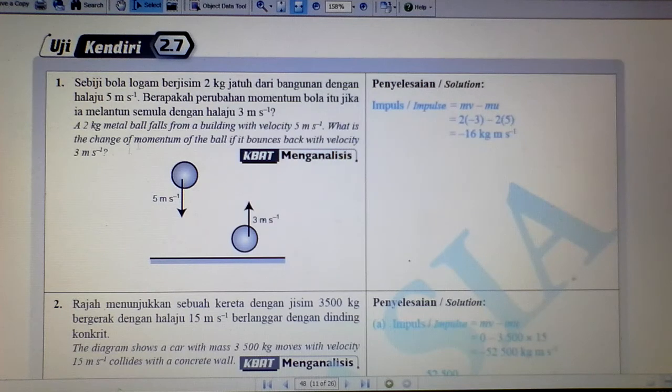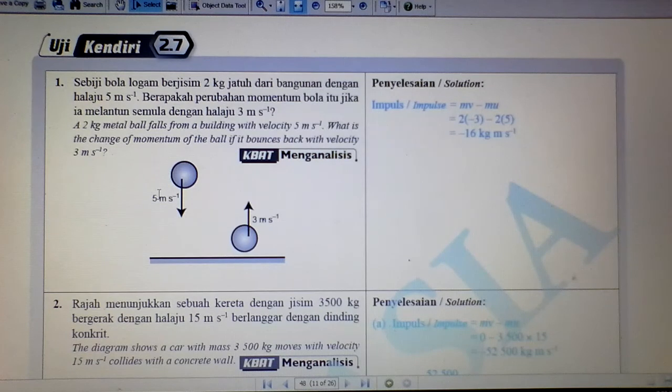Alright, in order to solve a calculation problem, as usual, you need to list down all the information given. For example, mass equals 2 kg, initial velocity 5 meters second negative 1, the final velocity 3 meters second negative 1, and make sure you are able to detect direction, which direction is positive, which direction is negative, because when we discuss impulse and impulsive force, direction is very important.